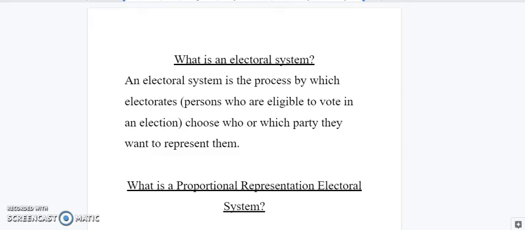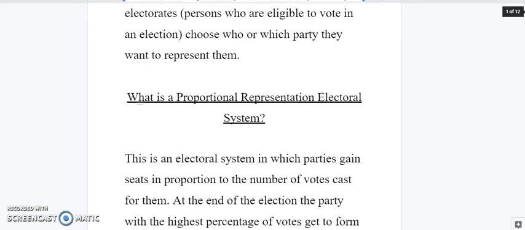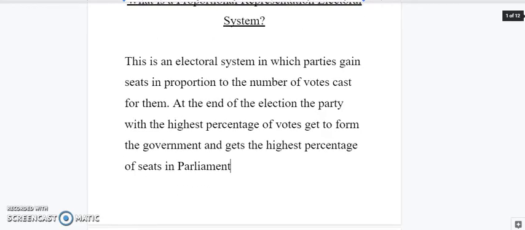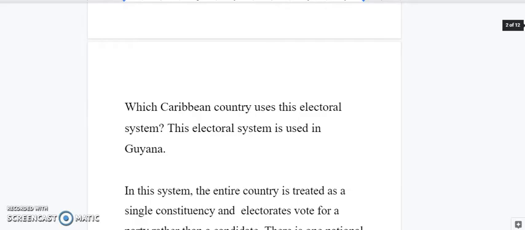What is a proportional representation system? The proportional representation electoral system is a system in which parties gain seats in parliament in proportion to the number of votes cast for them. At the end of the election, the party with the highest percentage of votes gets to form the government and gets the highest percentage of seats in parliament. Which Caribbean country uses this electoral system? This electoral system is used in Guyana.